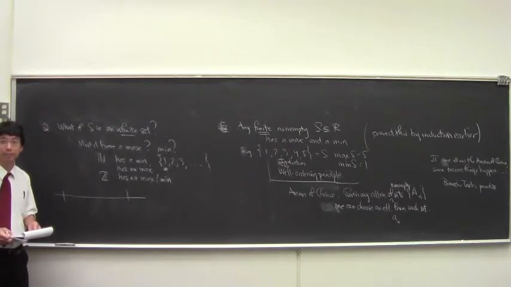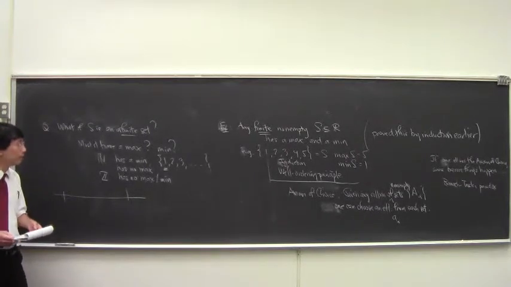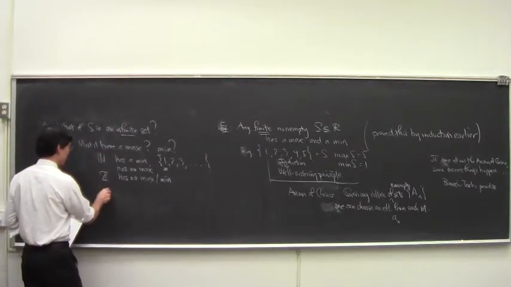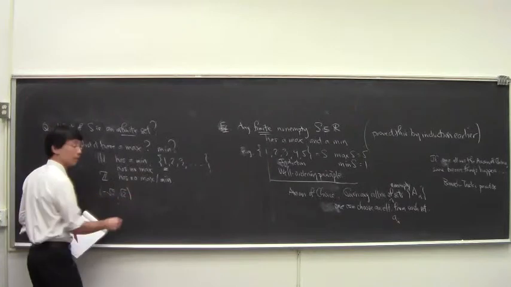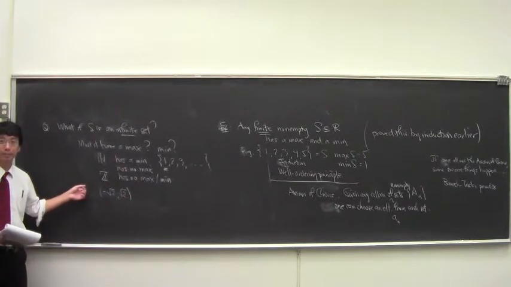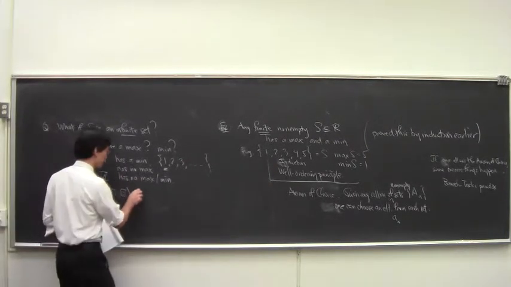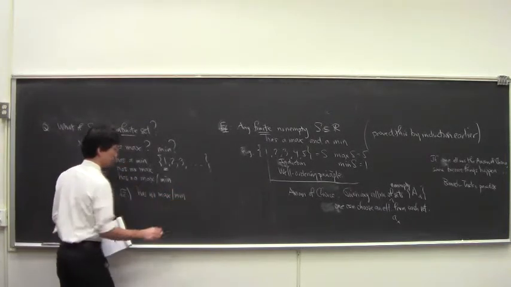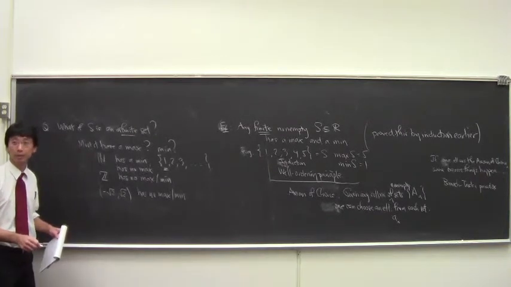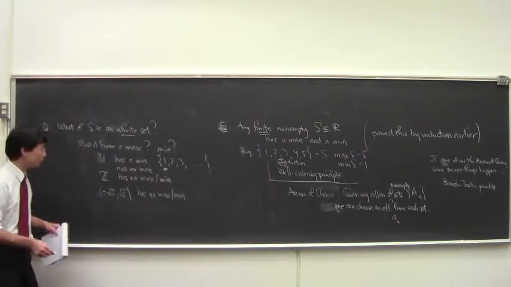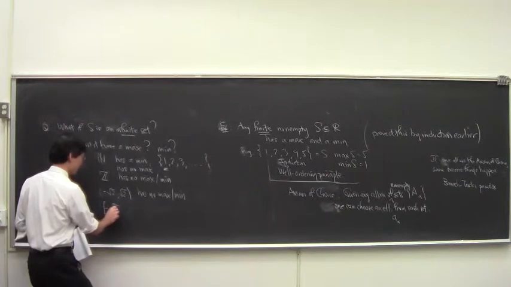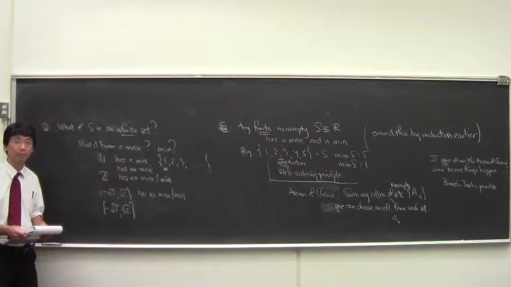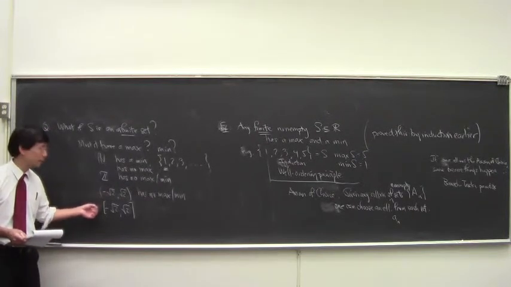Negative root 2 and root 2. So you could say the open set from negative root 2 to positive root 2 has no max or min. Edwin, can you expand on that? Sure. What about this set? Does this set have a max or min? This set does.